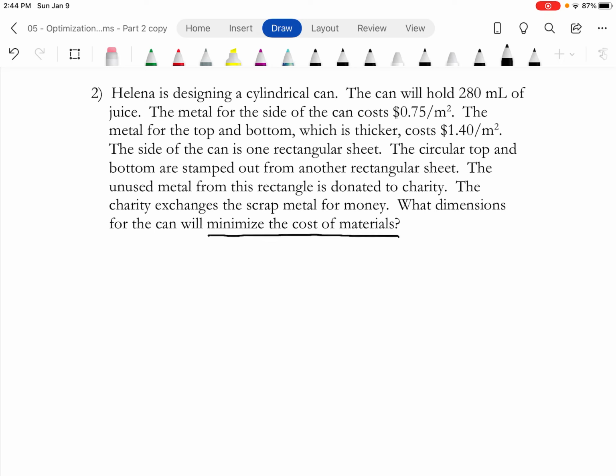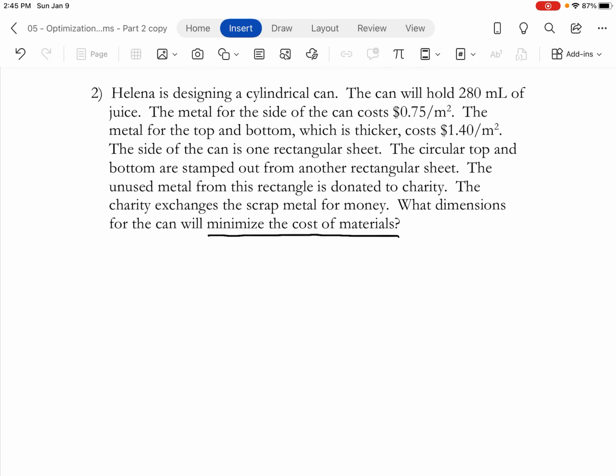Minimize the cost of materials. That gives me a huge hint on what I'm going to do in this question. What I'm going to do is try to find an equation for the cost of this can, and then take the derivative. But there's a lot of details that are hard to follow if you haven't seen one of these questions before. So let's get a little work here.